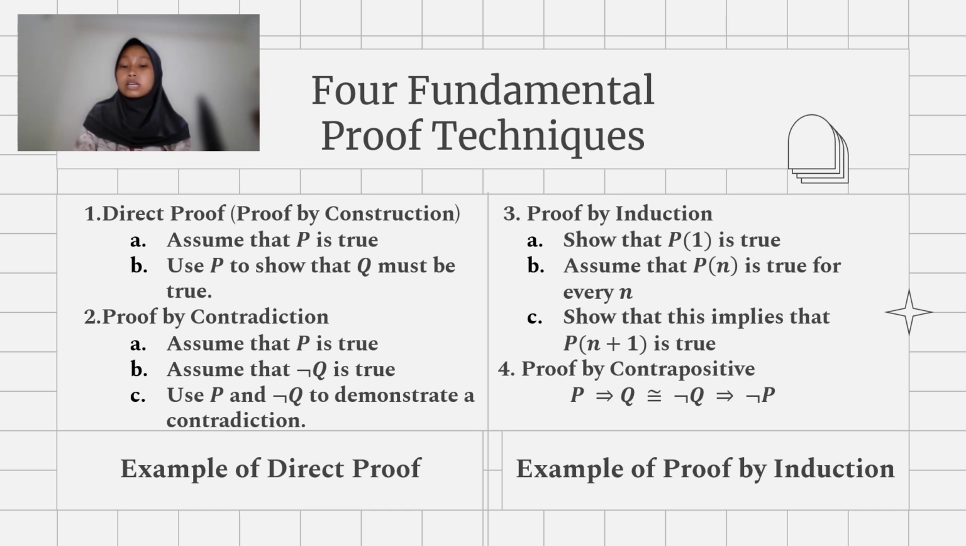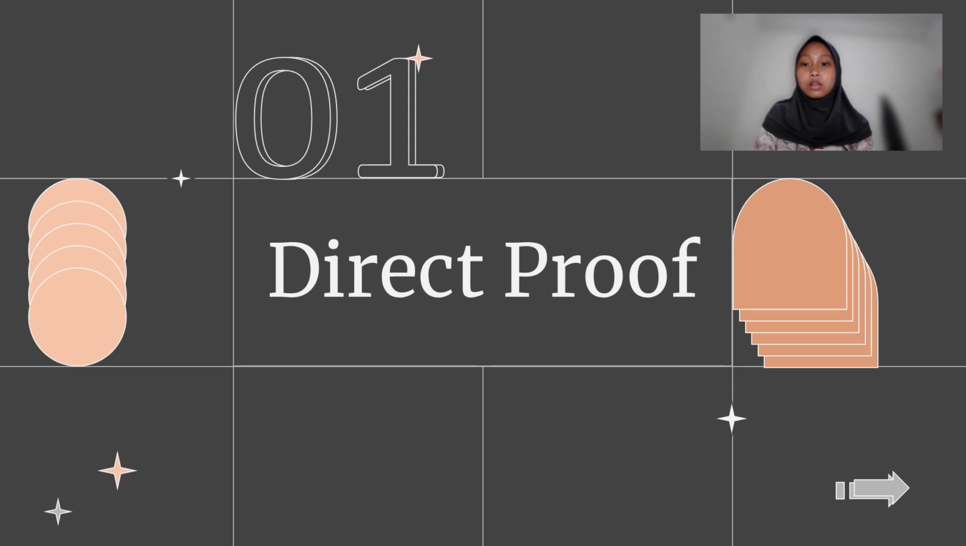And the last technique is proof by contrapositive. If P then Q is equivalent with the negation of Q then the negation of P. But in this video, I will show you the example of direct proof and proof by induction. First is the example of direct proof.